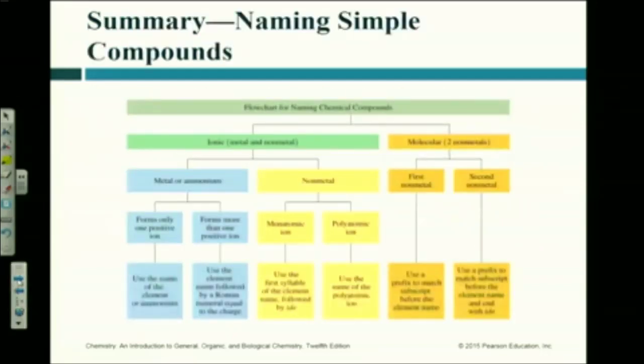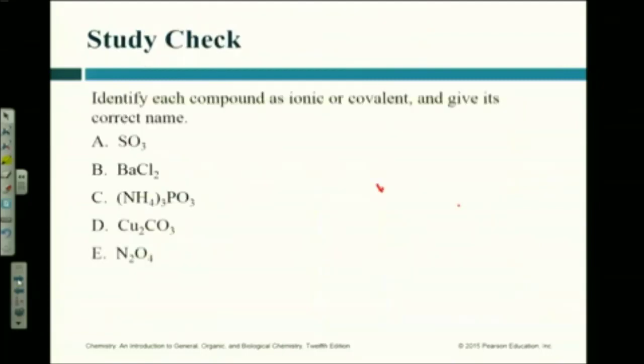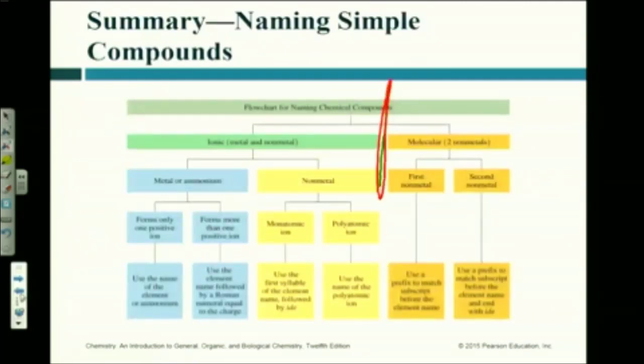Who likes flow charts like this? Before you name something or write the formula, what do you have to do? You got to decide ionic or covalent, right? Molecular. If it's molecular, then it's the easy stuff. Prefixes. Did we ever use prefixes with ionic compounds? No. Never. So I don't want to see prefixes with ionic compounds.